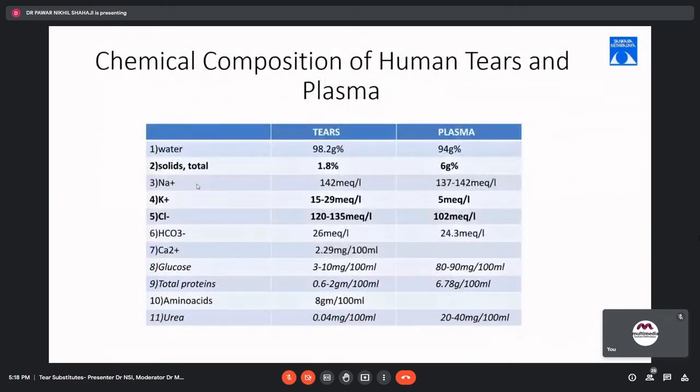So as we can see here, as compared to plasma, tear contains a greater amount of potassium, which is 15 to 29 milliequivalents per liter, and chloride. And total solids are 1.8%, which is less compared to the plasma.